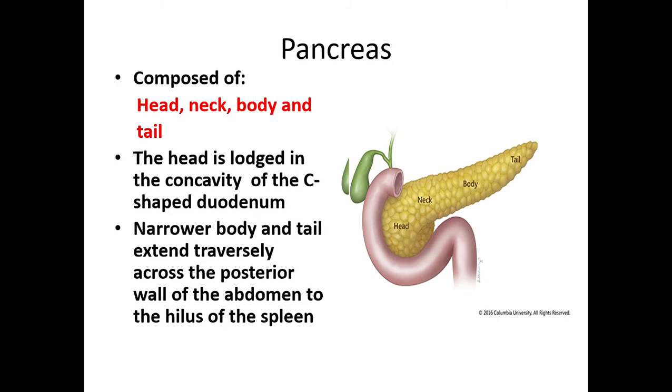So we have here the illustration of the pancreas. It is composed of the following: the head portion, the neck, the body, and tail. So narrower going upward. So the head is lodged in the concavity of the C-shaped duodenum. The narrower body and tail extend transversely across the posterior wall of the abdomen to the hilus of the spleen.